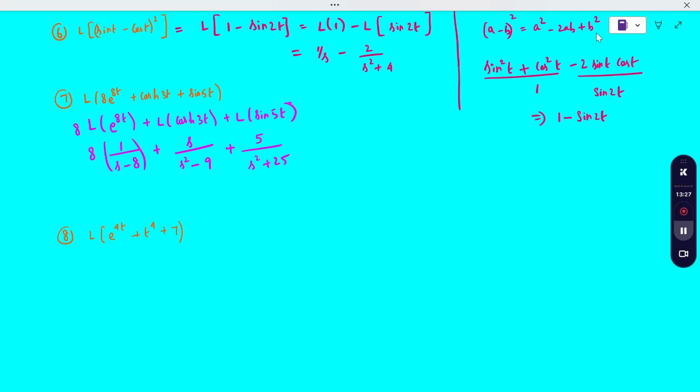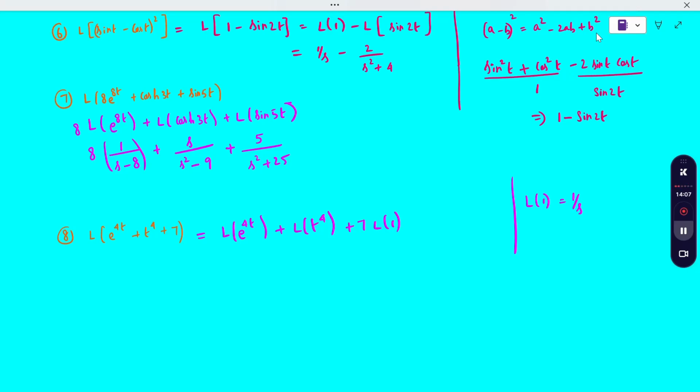Next question. L of e to the power 4t plus t to the power 4 plus 7. Split all the terms. This splitting is called the linear property. So the Laplace transform of e to the power 4t plus the Laplace transform of t to the power 4 plus 7 times L of 1. Don't leave this out, this is the only mistake you make in this problem. For a constant, you must not write only the constant 7. It's wrong. You have to write L of 1, because we know that L of 1 is 1 by s, so it will change. So don't write just the constant 7.